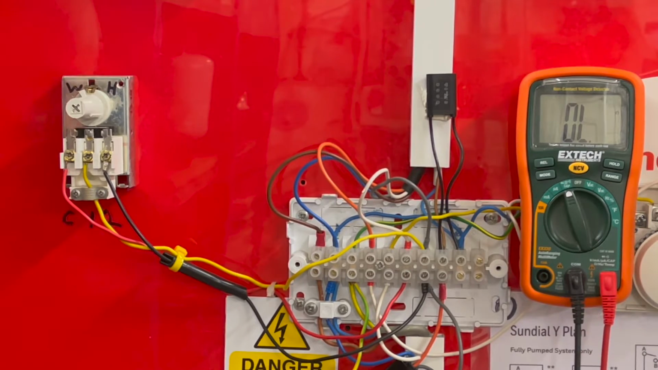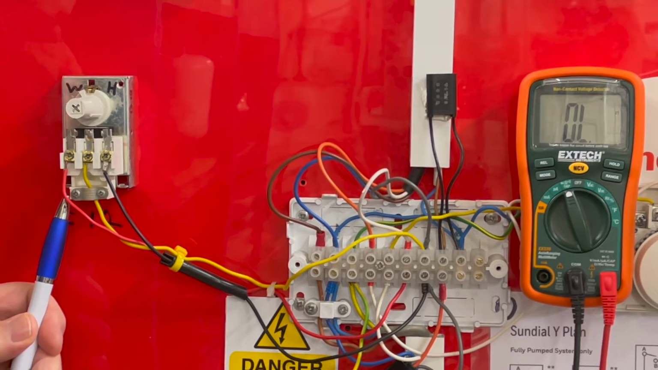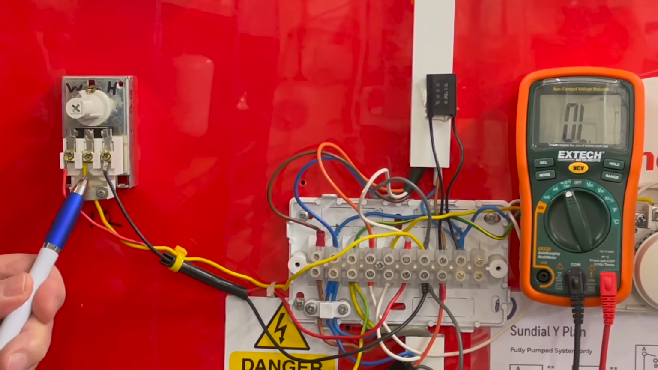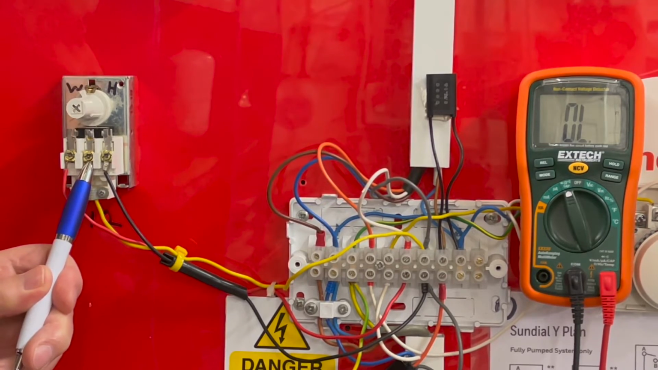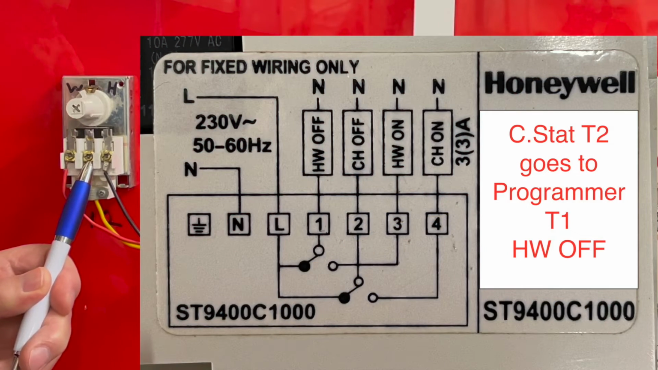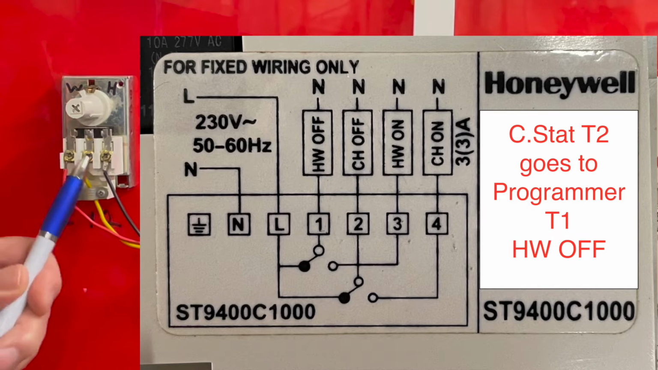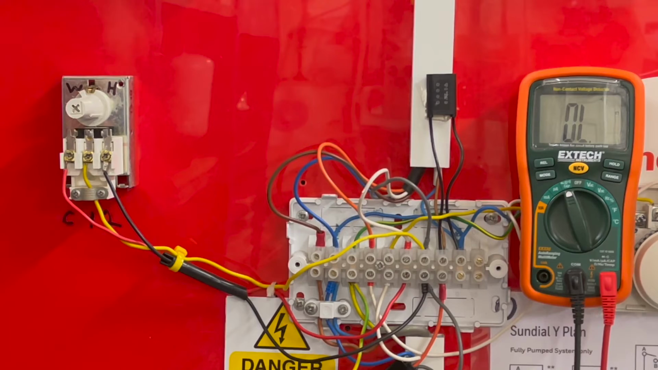First of all, we need to make sure that we've got the right connection. So we've got common, that's the wire from the programmer. Number one goes to switch the hot water on, so that'll be connected to the valve below. And then number two is the central heating on mode. So let's test this and see what's actually happening.